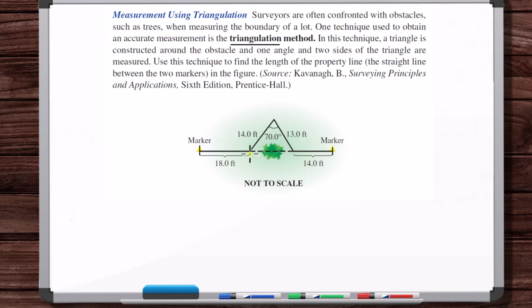So can we use this information to get the distance from this marker to this marker? Well, to do that, we need this distance. Okay, so can we get that distance? Well, we have a triangle here, and we've got two side lengths and an angle. Okay, but is it side angle or side angle side? Well, it's side angle side, so we can use the law of cosines. Side angle would be the law of sines. So, okay, law of cosines. Let's do the law of cosines centered around this angle.